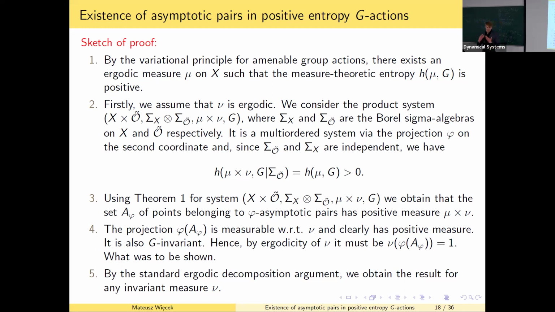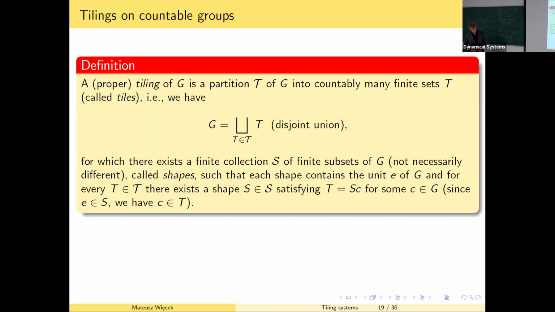So we need some multi-orders which would have better topological properties, because so far we were only treating multi-orders as measure-theoretic systems. And such multi-orders can be obtained from so-called tiling systems. So the next part of this presentation will be mostly about tiling systems on countable amenable groups, and I'm going to start with a definition of a tiling.